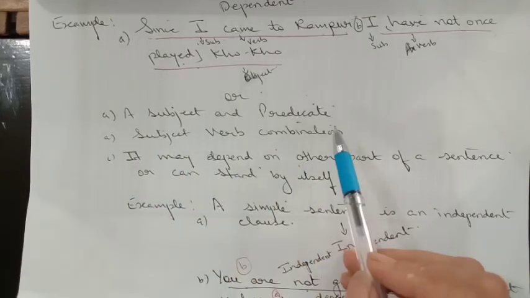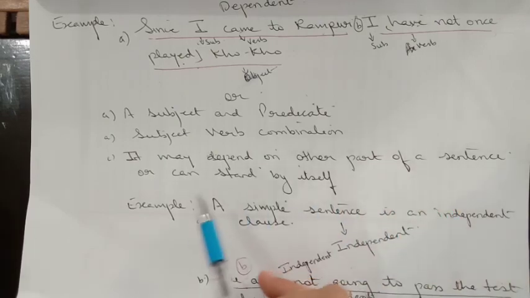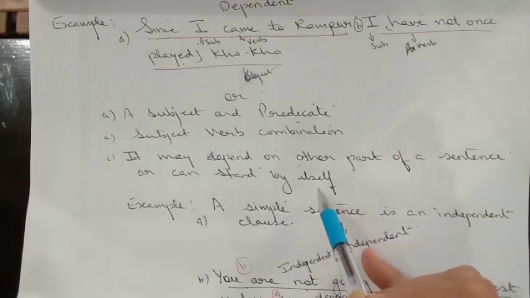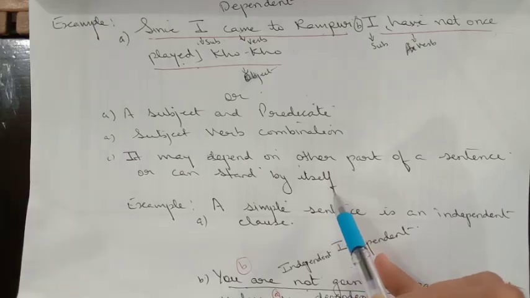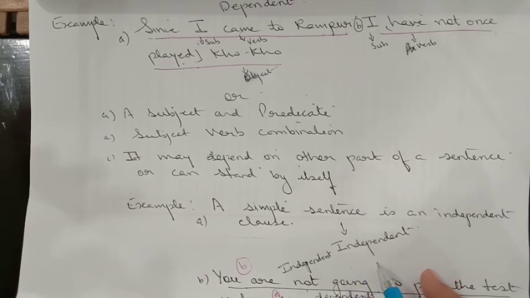A subject and predicate, a subject-verb combination, which may depend on the other part of the sentence or can stand by itself. We can say that that sentence is a clause. For example, a simple sentence is an independent clause. So, this is your independent clause. This sentence itself, what I have written, is actually conveying the full meaning. It is an independent clause.